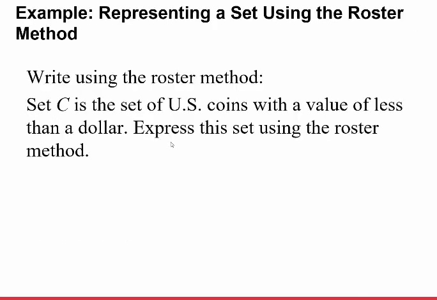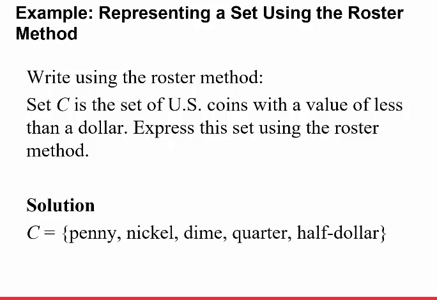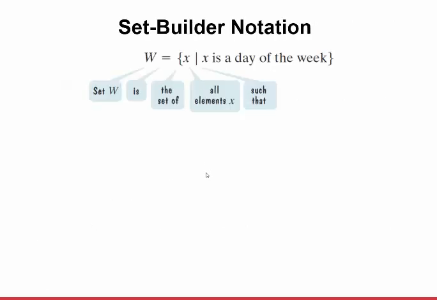All right, so let's write using this roster method. Let set C be the set of US coins with a value of less than $1. Express this set using the roster method, so the listing of them. C is equal to a penny, a nickel, a dime, a quarter, and a $0.50 piece. We use braces to represent the set, and commas to distinguish the different elements of the set. All right, so that's roster.